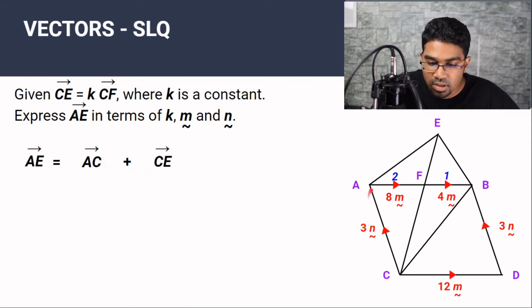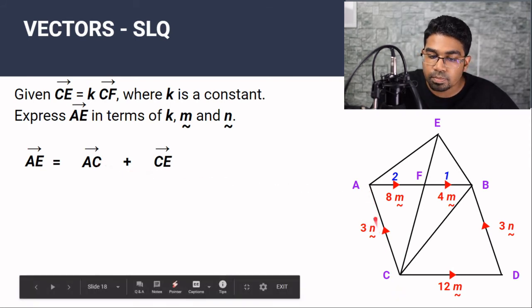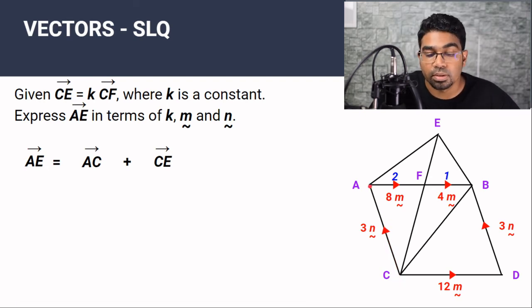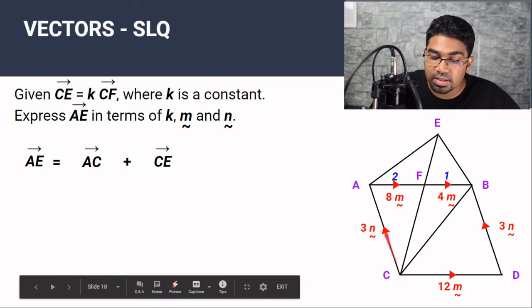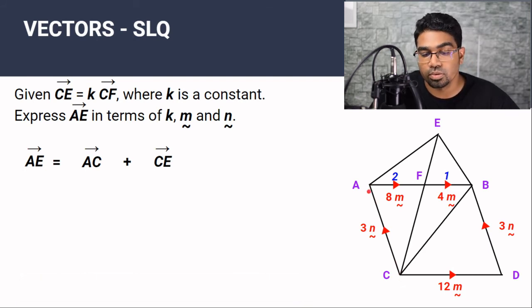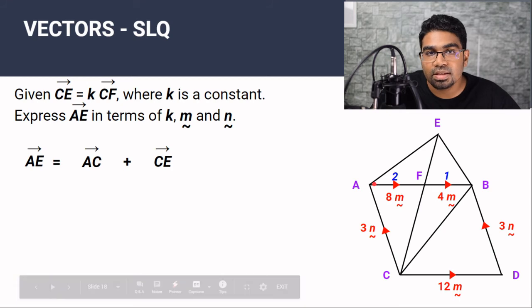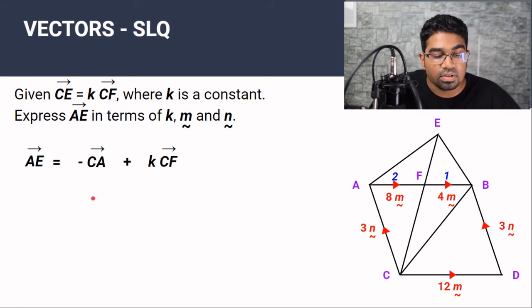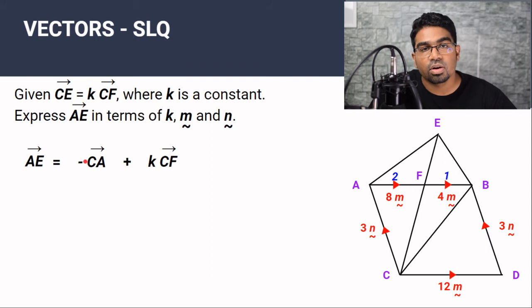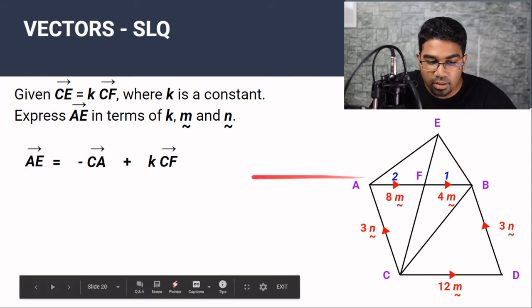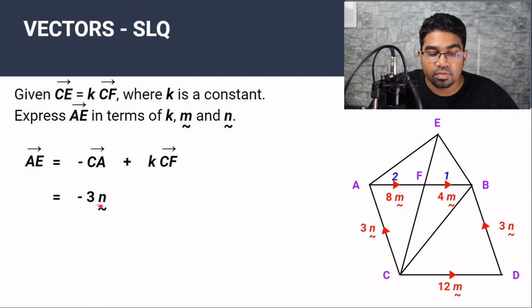Let's look at AC first. CA is 3n. Now AC is not the same as CA. Remember, with vectors, direction is important. AC is the same length as CA, and therefore they will have the same magnitude, 3n. However, AC is in the opposite direction to CA. Therefore, AC is actually negative of CA. The negative indicates that it is in the opposite direction of CA. Since CA is 3n, negative CA will be negative 3n.